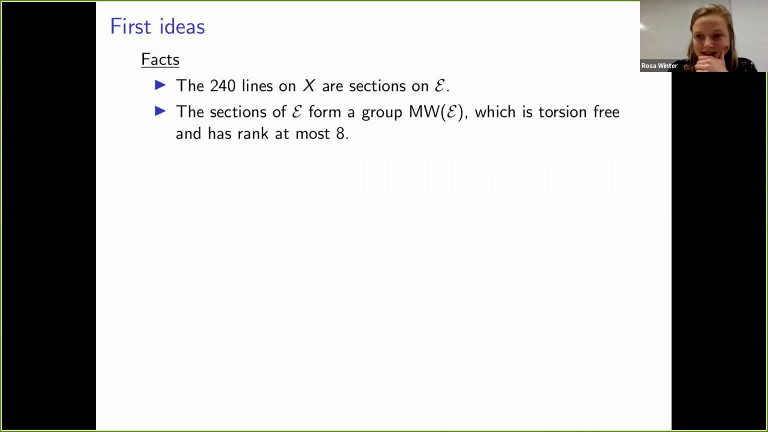So one idea that some people told us when we thought about this question was looking at the Mordell-Weil group of the elliptic surface. The 240 lines on your Del Pezzo surface are sections, as I said before, on the elliptic surface, and they form a group there, the Mordell-Weil group. For elliptic surfaces coming from the Del Pezzo surface of degree 1, this Mordell-Weil group is torsion free and has rank at most 8.